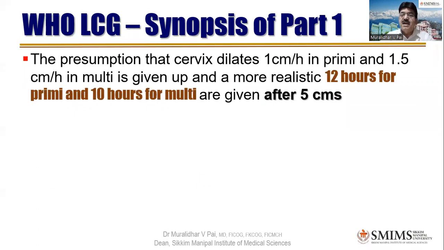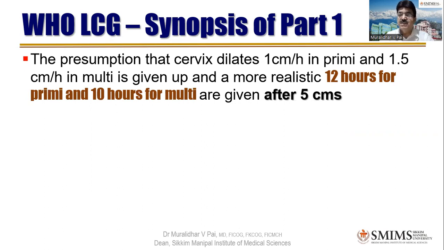And the presumption that the cervix dilates at the rate of 1 centimeter per hour in primi and 1.5 centimeters per hour in multi is given up, and a more realistic 12 hours, that is almost double. If it was 1 centimeter per hour, we were giving only 6 hours in the active phase, because the active phase started at 4 centimeters and thereafter 1 centimeter per hour means 6 hours. But here it is more realistic, 12 hours after 5 centimeters and 10 hours for multi.